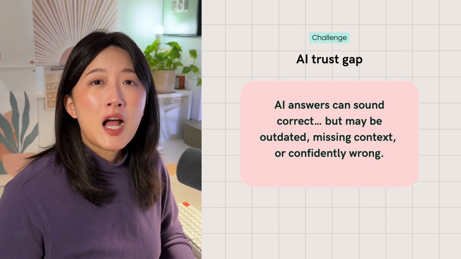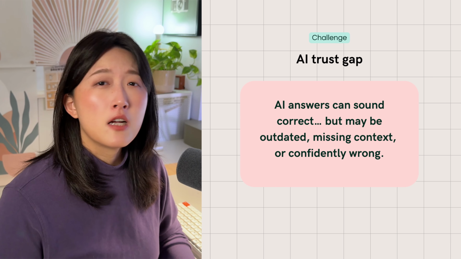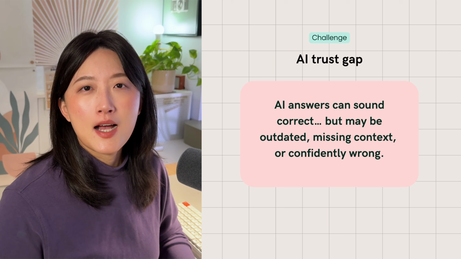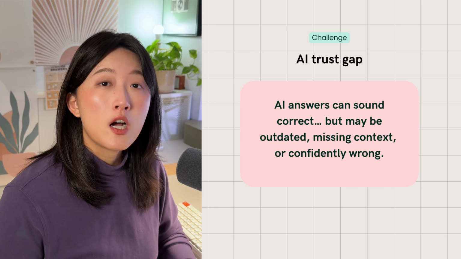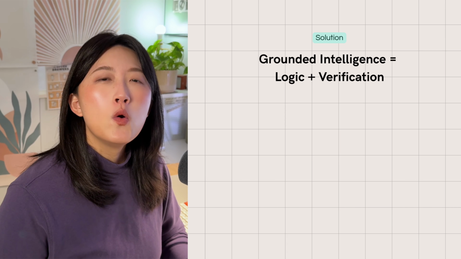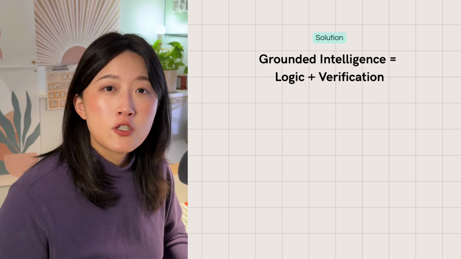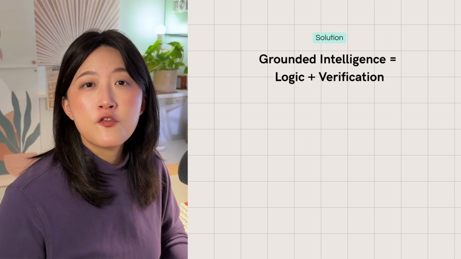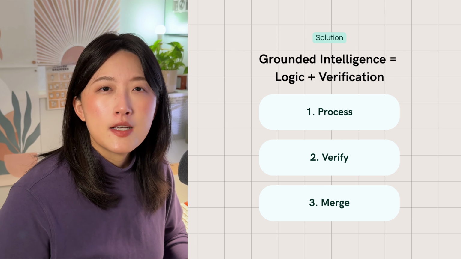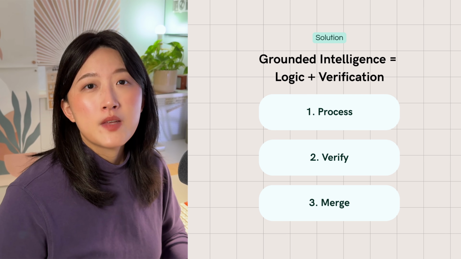Both tools can give you a solid answer, but the real challenge we all face with AI is this: how do you verify an answer when it sounds correct, but you can't tell whether it's outdated, missing context, or confidently wrong? This is where I want to introduce a workflow I use regularly when I need information that's both logical and verified. I call it grounded intelligence. The idea is simple. You combine the strengths of both tools to make the final answer far more reliable. My workflow is process, verify, and then merge.